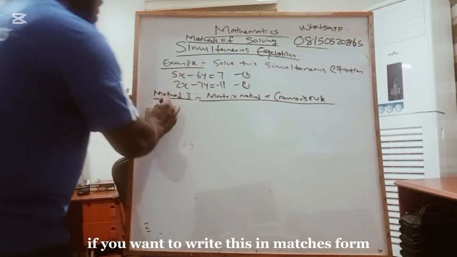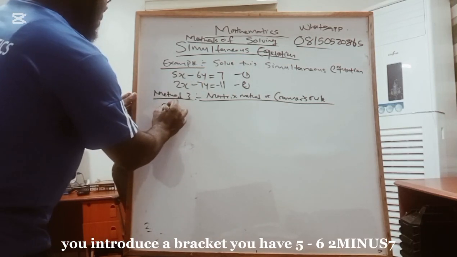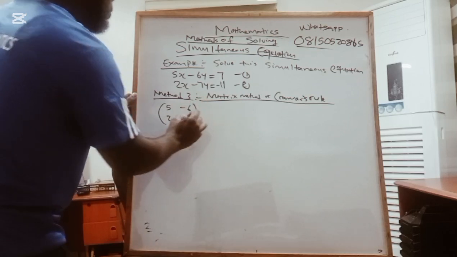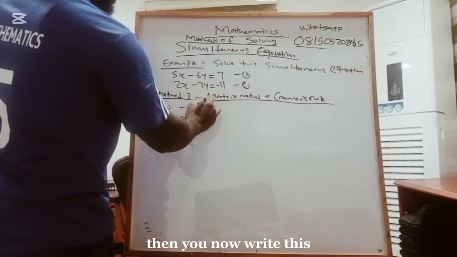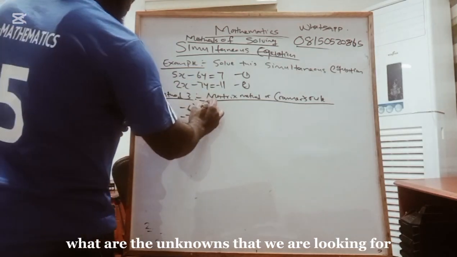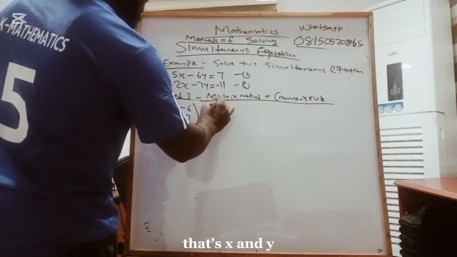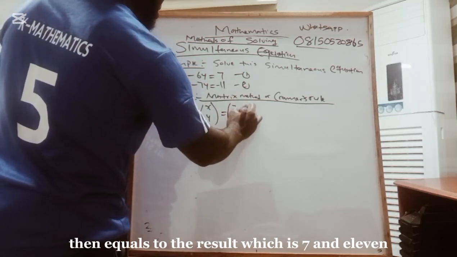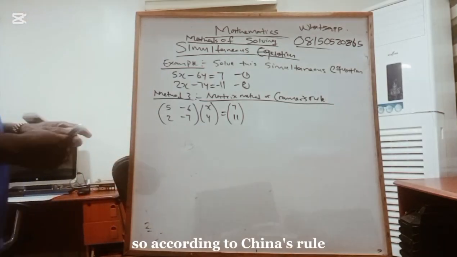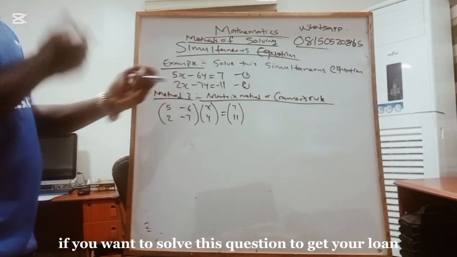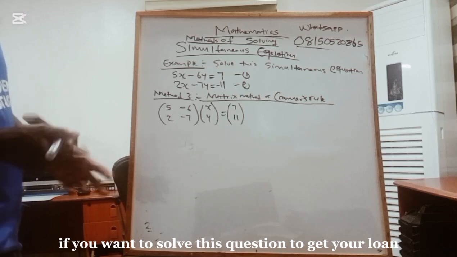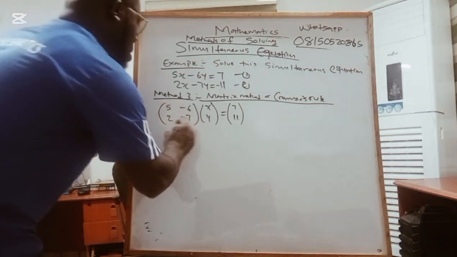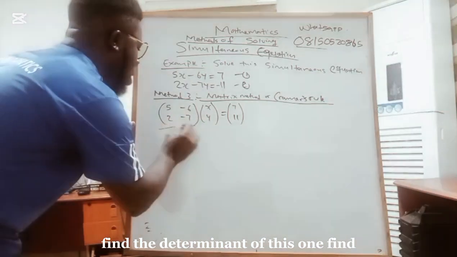Let's see how this will go. If you want to write this in matrix form, you introduce a bracket. You have 5 minus 6, 2 minus 7. Then you now write the unknowns that we are looking for, that's x and y. Then equals the result, which is 7 and 11. So according to Cramer's rule, if you want to solve this to get the unknowns, the first thing you need to do is to find what we call the determinant. Find the determinant of this one.